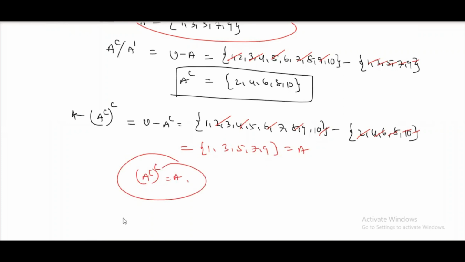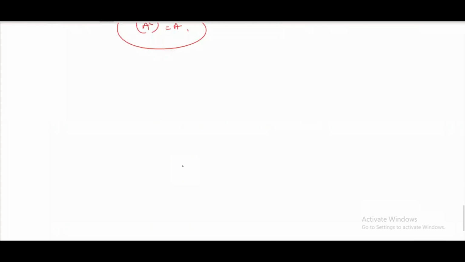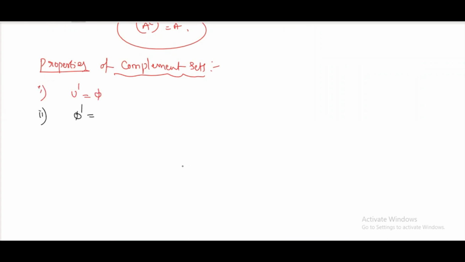To know about the complement of a set, let's see the properties of complement sets. The first one is: complement of universal set is null set, and complement of null set is universal set. Next, A union A complement is universal set, and if you take the intersection of A and A complement, that will be null set.